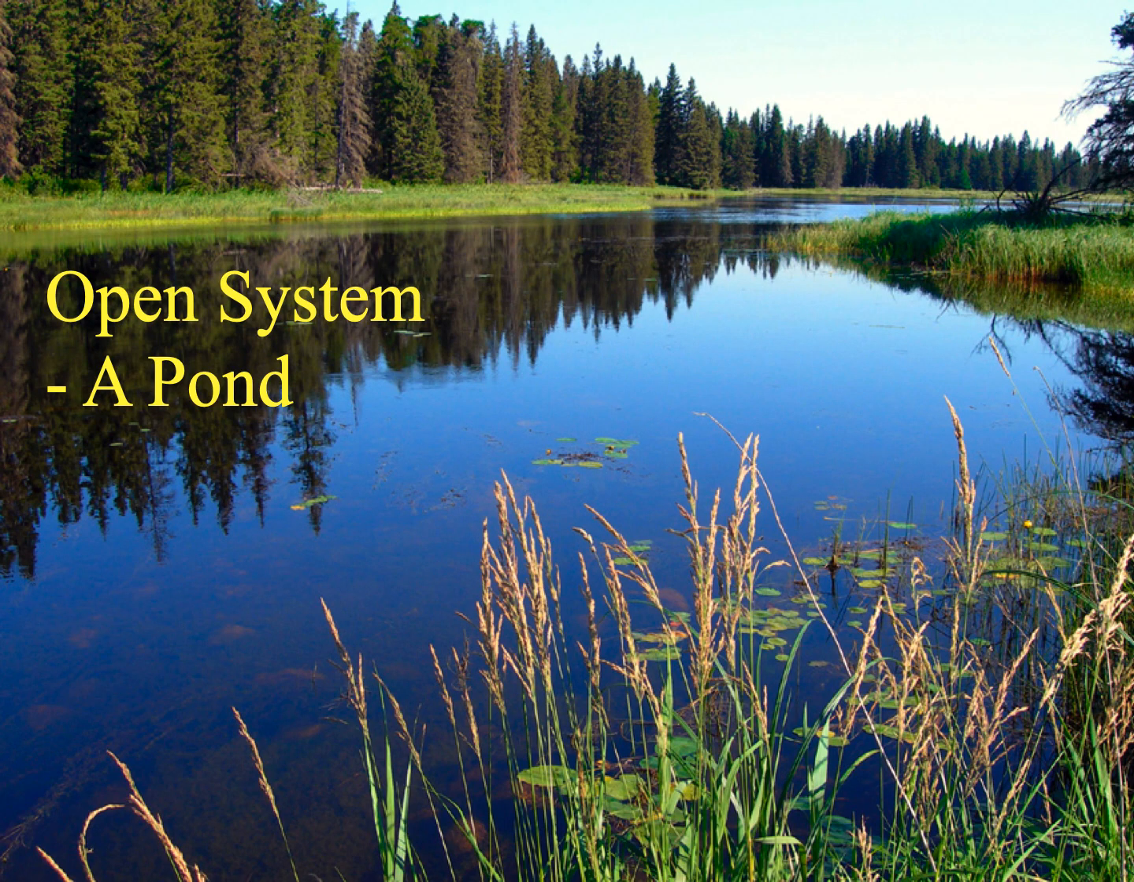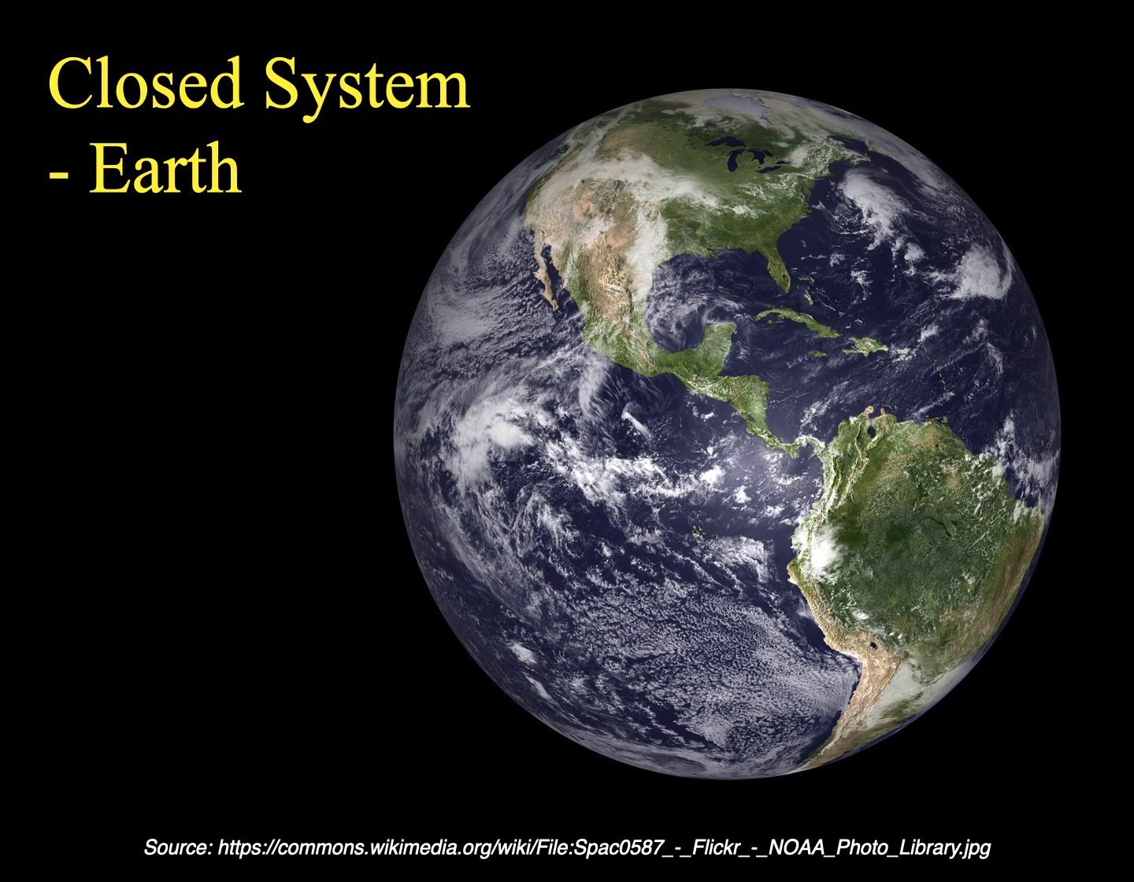So once again, here's our picture of an open system, a pond. It's getting energy from the sun that's causing the plants and the algae to grow inside that pond. It's also gaining matter in the form of rainfall and plant debris falling into the pond. So it's an open system. The Earth would be an example of a closed system. We're not gaining any significant amount of matter, but we're gaining vast amounts of energy from the sun 24/7.